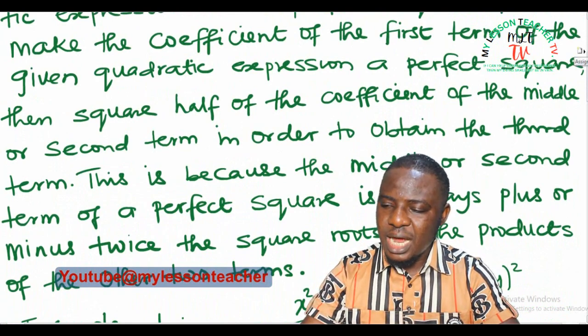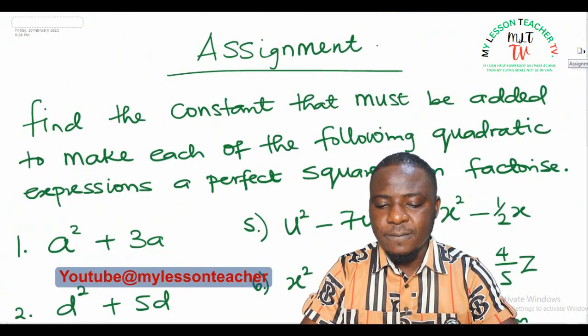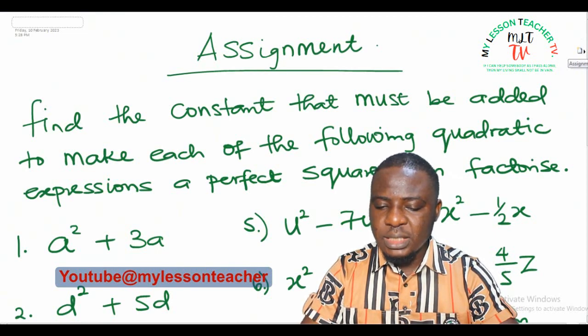At that last class, I gave you some examples and I left the class with an exercise or an assignment where I asked you to find the constant that must be added to make each of the following quadratic expressions a perfect square. And if that is done, then you factorize.